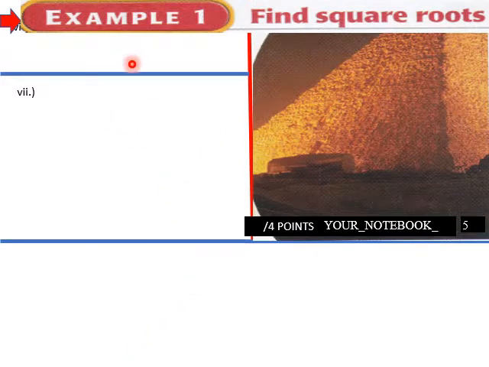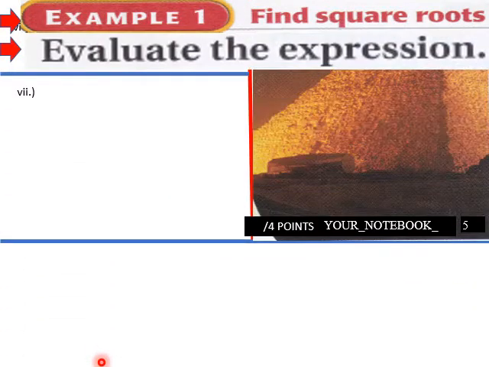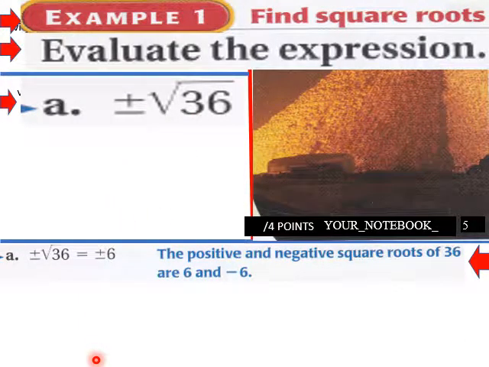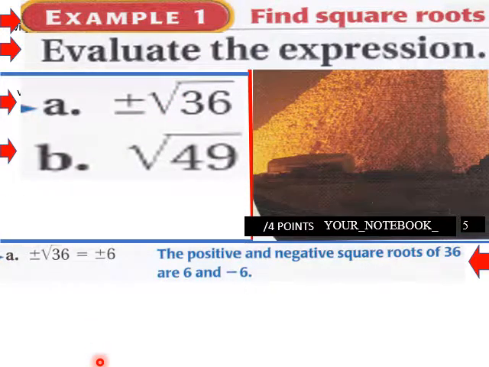Find square roots, example 1. Evaluate the expression. Plus or minus the square root of 36 is plus or minus 6. The positive and negative square roots of 36 are 6 and negative 6, because we have the plus or minus outside of the radical sign. If it was inside, it would be a much different problem.